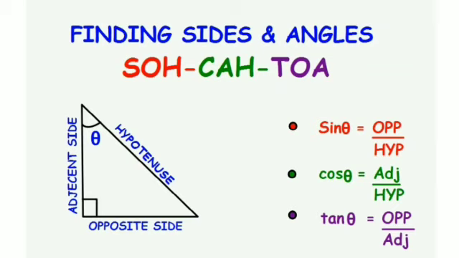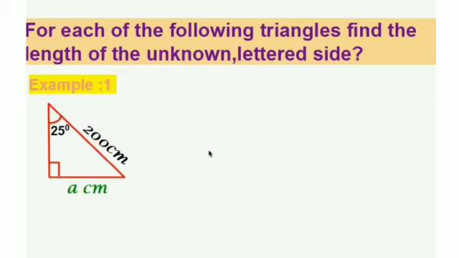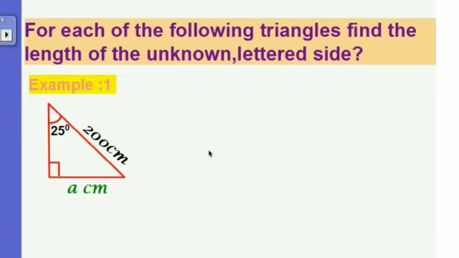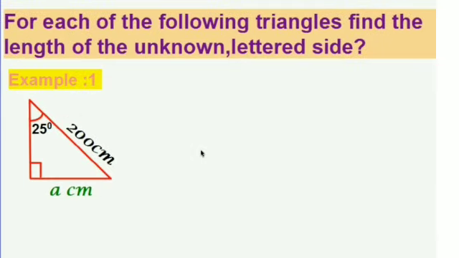We can check some examples of how we will calculate the sides by using trigonometry. For each of the following triangles, find the length of the unknown lettered side. This is our question. In the first example, a triangle is given, one side given 200 centimeter. We know this is our hypotenuse because it is opposite the 90 degree angle. Then one angle given 25 degree, then one side given a centimeter, an unknown letter. We want to find the value of a.